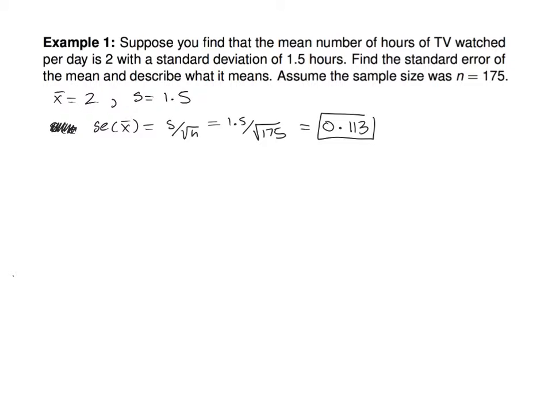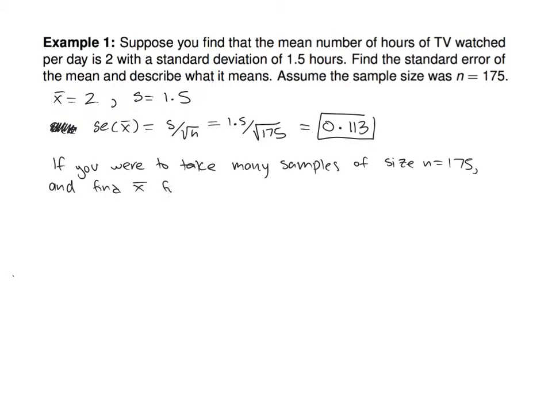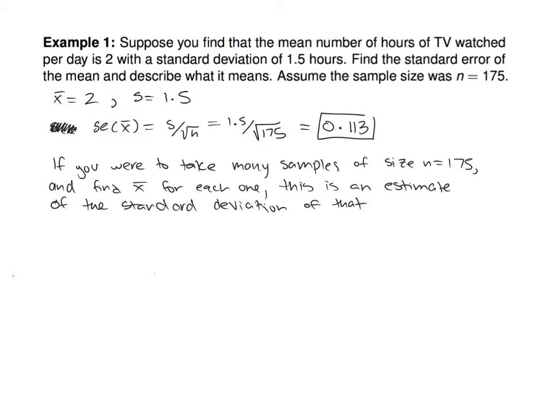Okay, so that's the standard error, and tell me what it means. The kicker here is that you have to talk about the fact that you're repeatedly taking samples of the same size. Does that idea make sense? So if you were to take many samples of size what? 175. Of size n equals 175, and find x bar for each one. This is an estimate of the standard deviation of that distribution.